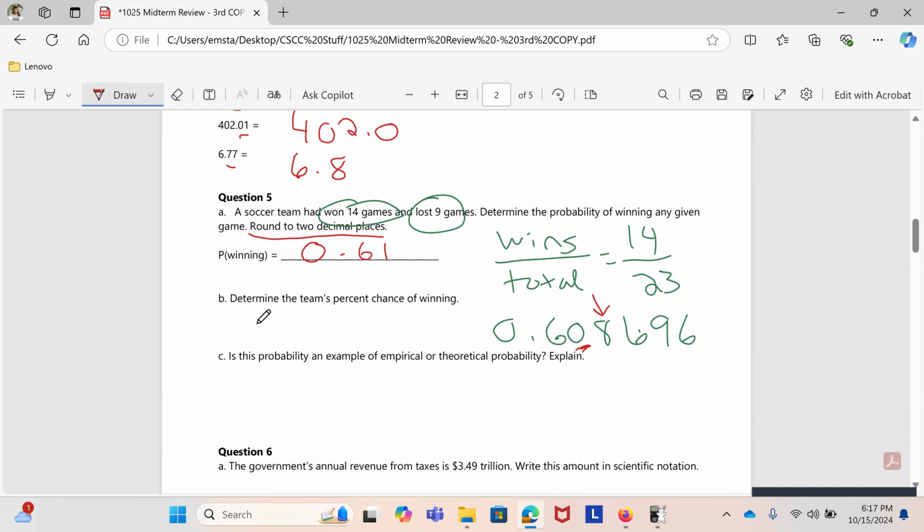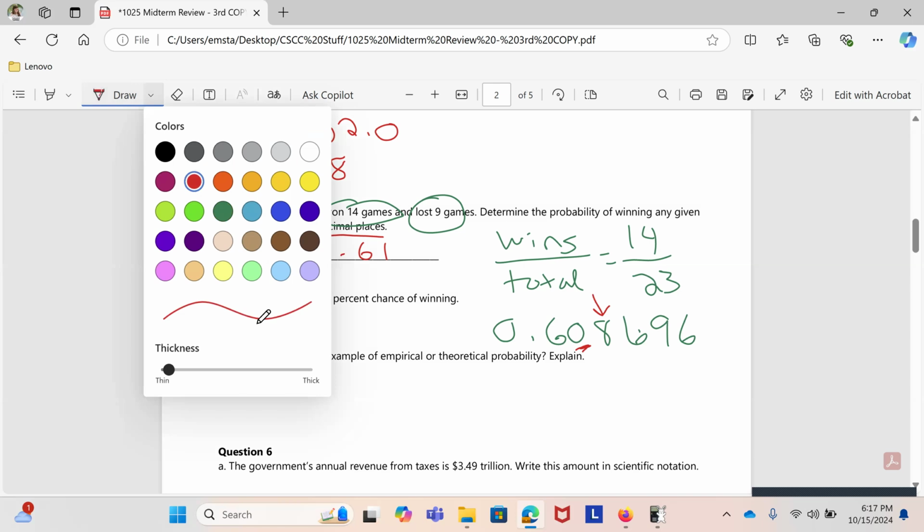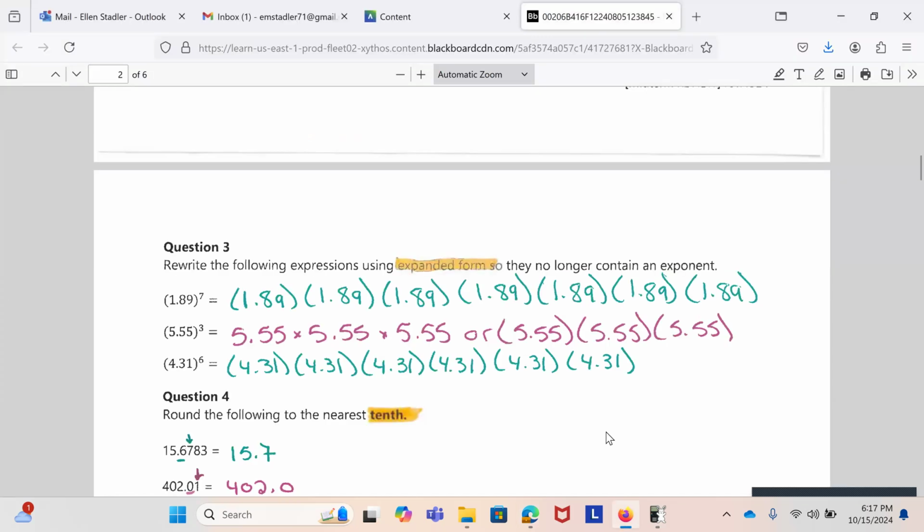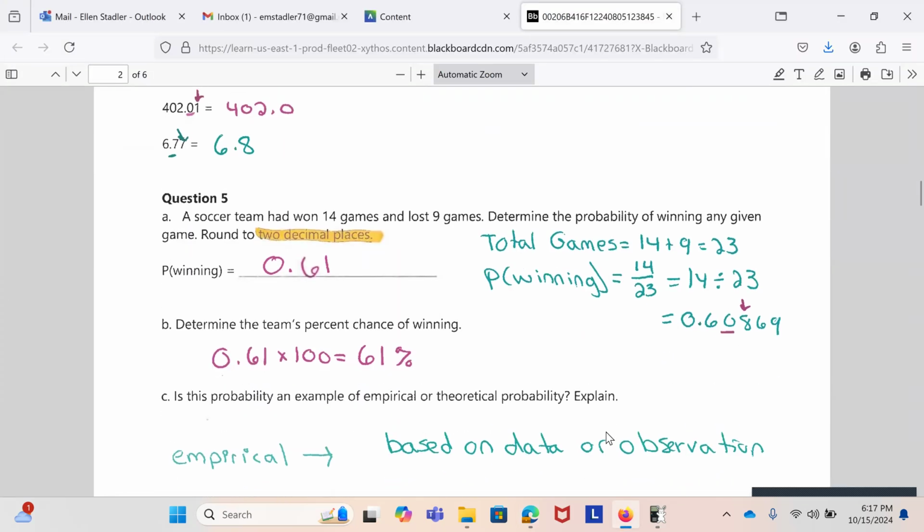Part B just wants you to write that as a percent. So to write that as a percent, you can either just move the decimal point 2 places to the right or just multiply by 100. So the chance of winning is about 61%. And some of that would actually depend on when you round. I don't really remember what I did on the answer key here, so I'm going to take a peek at it real quick. Yeah, I did round.